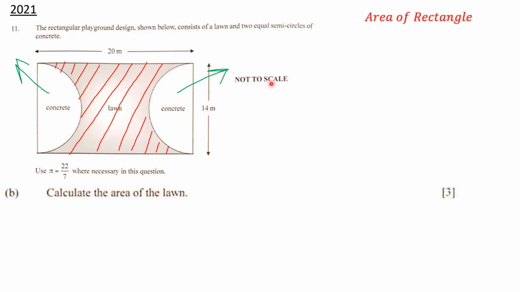And so the area of the rectangle, let's first find that out. That's going to be 20 meters length times width multiplied by 14 meters. And that gives us 280 meters squared, right? And that's how we find the area of the rectangle.